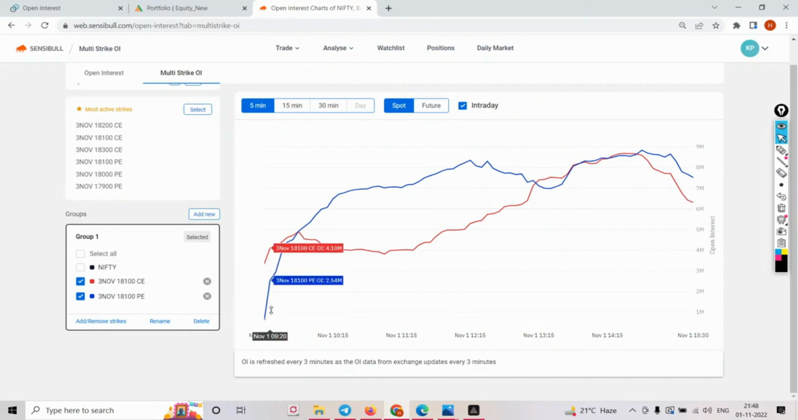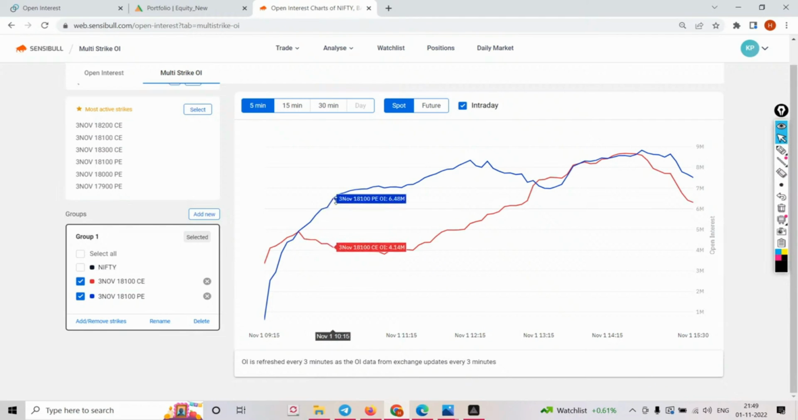At 9:20, check what happened. From 624k, it has increased to 2.54 million. That clearly shows that the market should have been bullish. I'll take you to 9:30, 9:35. From 2.94, it has increased to 4.39 million. Forget about the call, I'm not even discussing the call.